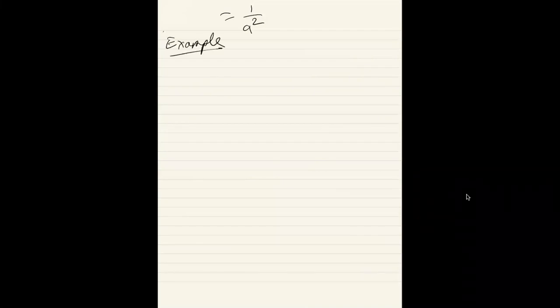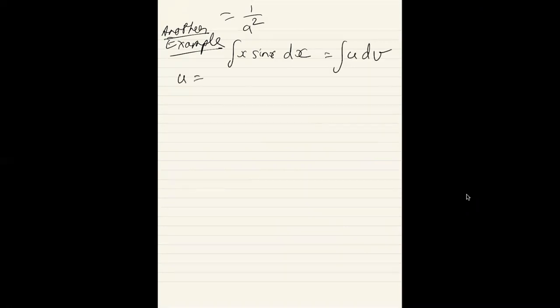Let's say we have to calculate integral x sine x dx. So we know what is the integral of x, we know what is the integral of sine of x, but we don't know what's the integral of x sine of x. So let's say this is now our u dv. So we can see what we have here. We have u is equal to x, therefore du is equal to dx.